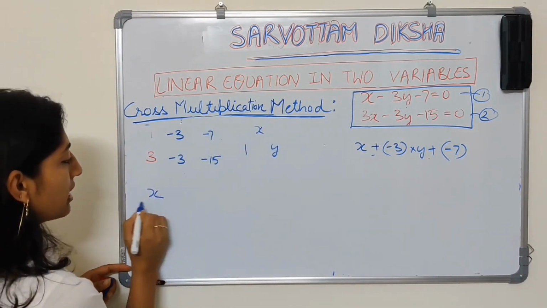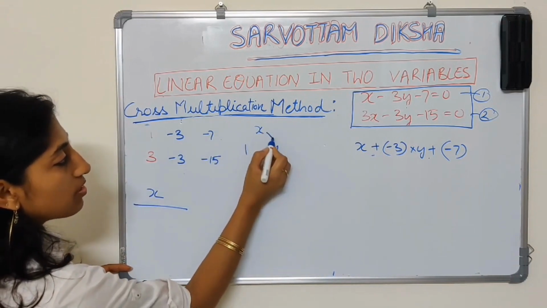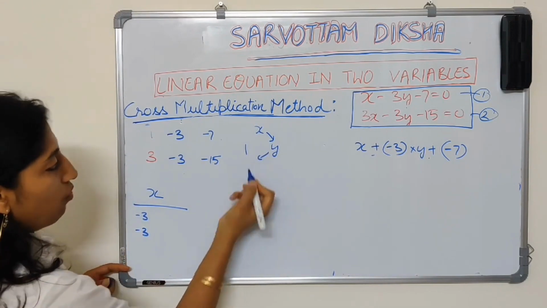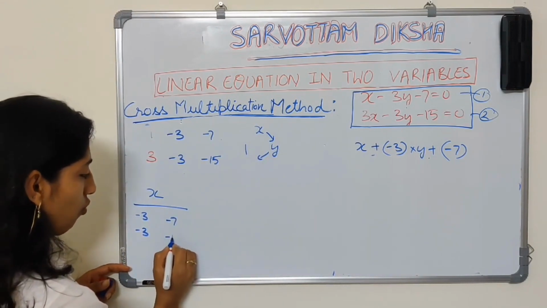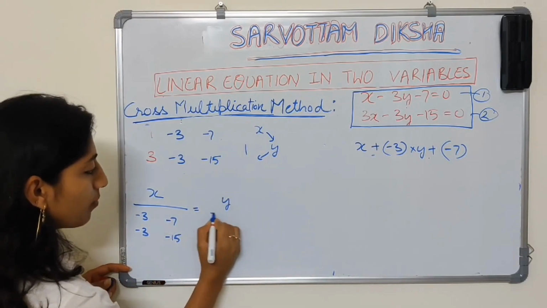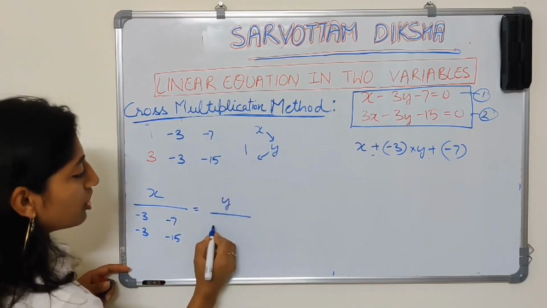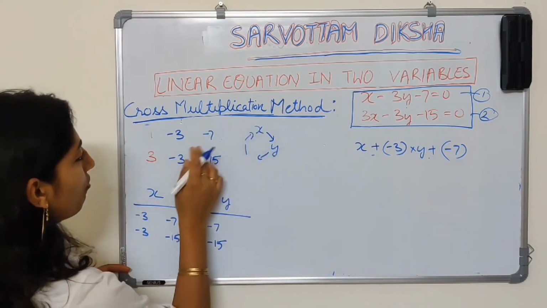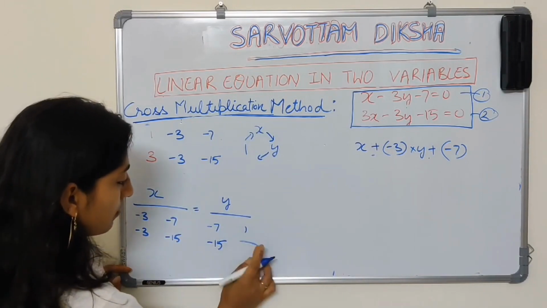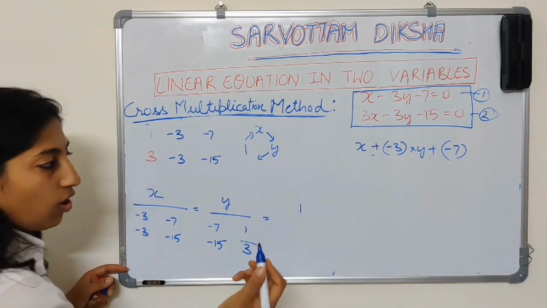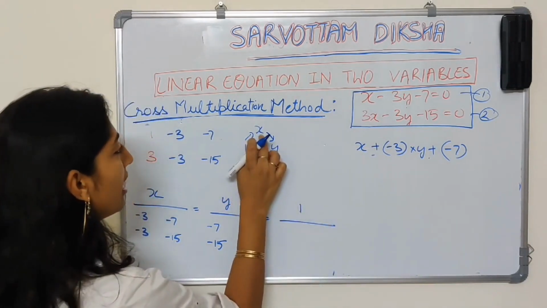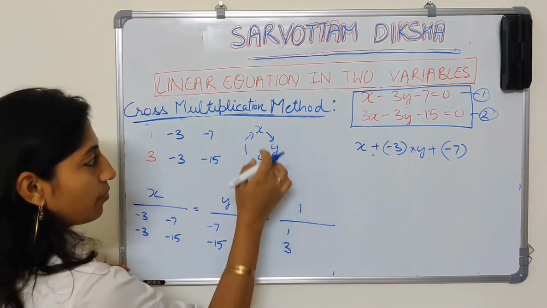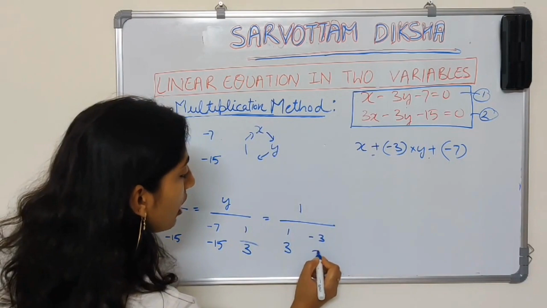How will we find x? X upon, after x what comes? Y. So I will write the coefficients of y. After y what comes? 1. Coefficients of 1. This is equal to, after y, 1 comes, coefficients of 1. After 1, x comes, coefficients of x. Now what will we write below? After 1, x comes. So the coefficients of x, 1 and 3. After x, y comes. So minus 3, minus 3.